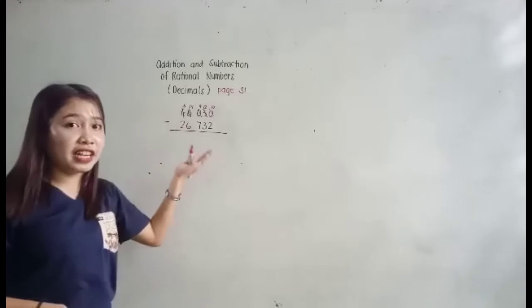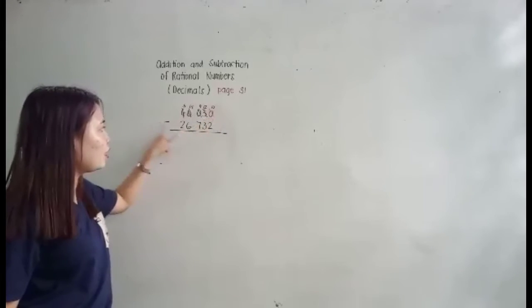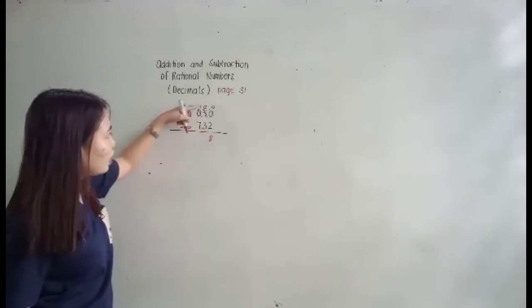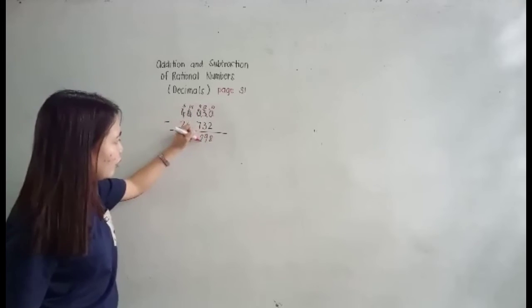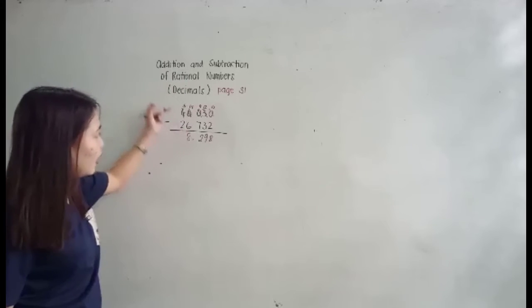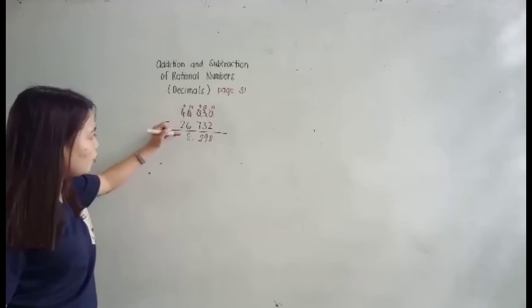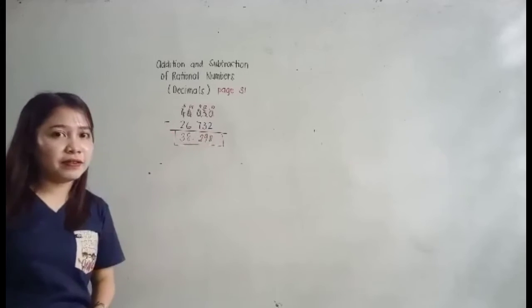Okay, then, ito na ang gagamitin natin para makapag-subtract. Okay, so 10 minus 2 ay equals to 8. 12 minus 3 ay equals to 9. 9 minus 7 ay equals to 2. Then, 14 minus 6 ay equals to 8. And 5 minus 2 ay equals to 38. So, therefore, ito yung ating final answer.